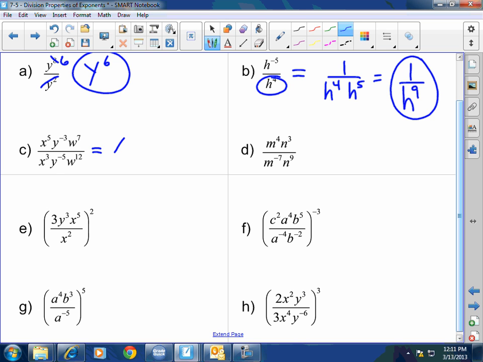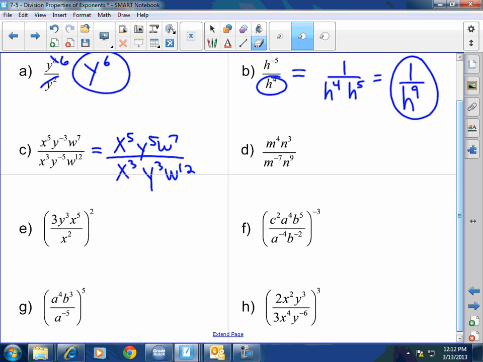So this will now become x to the 5th, y to the 5th, because I brought this guy up, w to the 7th. I do not touch any positive exponents. Then I have x cubed. I bring down the y to the negative 3 as a y cubed. And then I have w to the 12th because I don't mess with positive exponents. Does everyone see what I just did there, gentlemen?